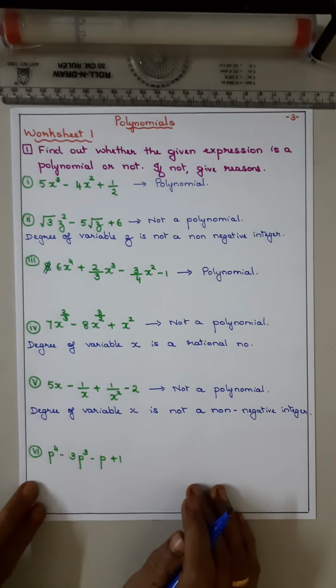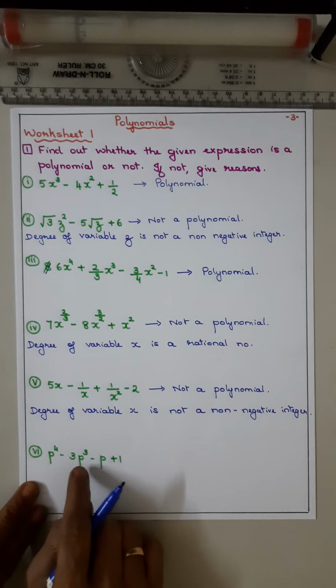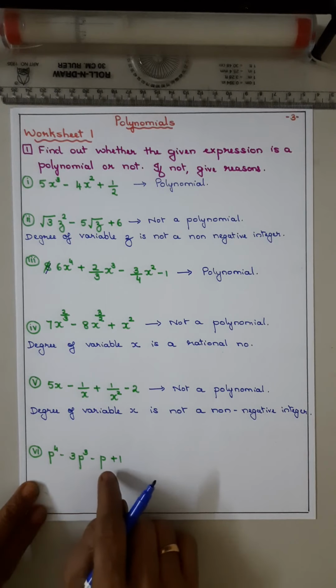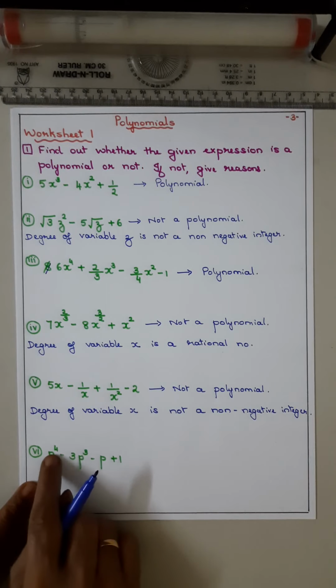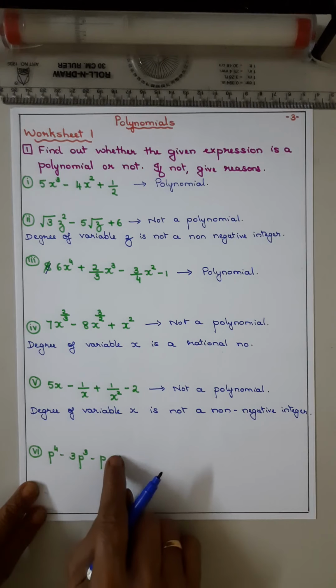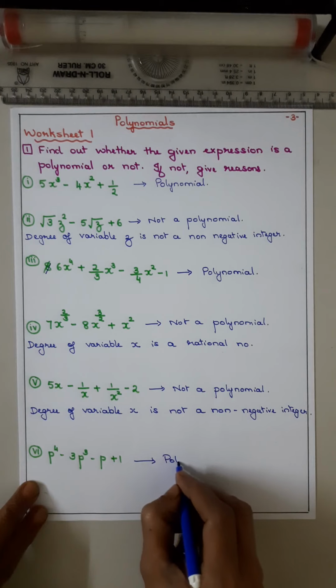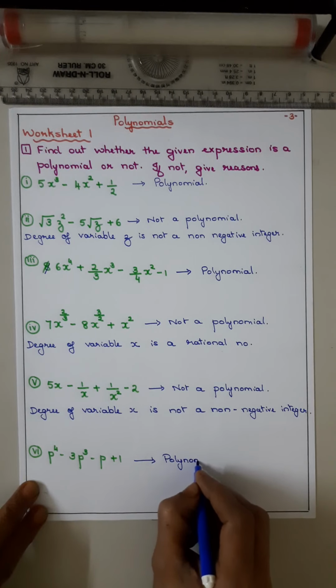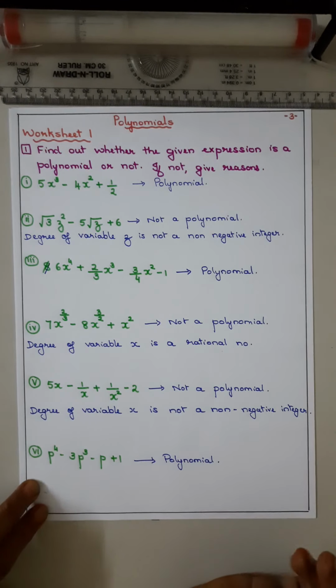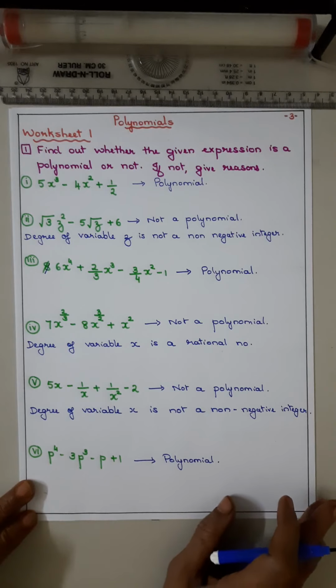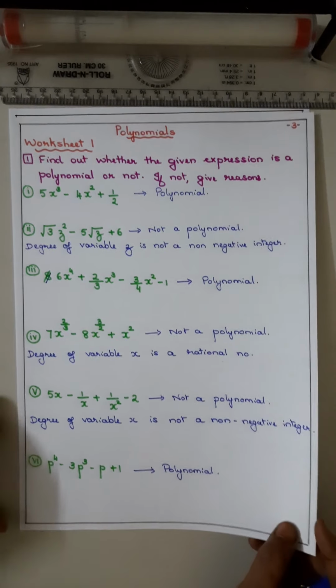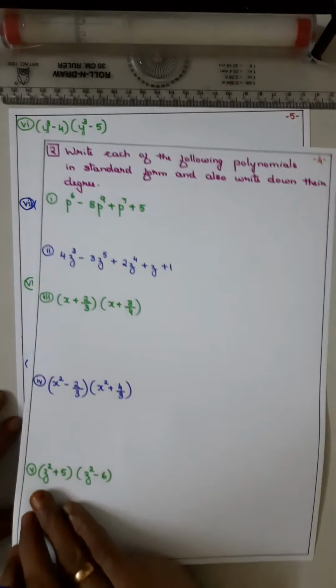Now coming to the last, p to the power 4 minus 3p cube minus p plus 1. Here it is 4, here it is 3, here it is 1. So that means it is a polynomial. Is it clear? Now coming to the question number 2.